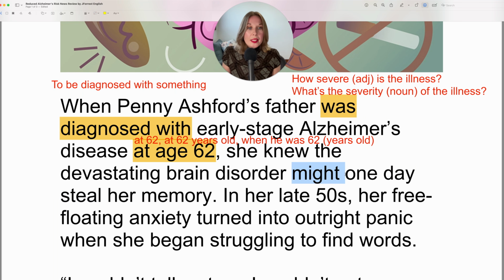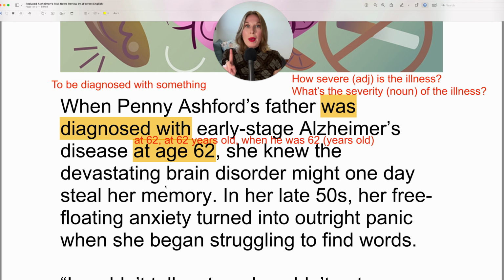So might is our modal verb of possibility, and steal is our main verb. It's in the base form because it's modal plus base verb. Now, one day is suggesting that it's unknown if it will happen, or unknown when it will happen. So it adds more possibility or mystery to it.